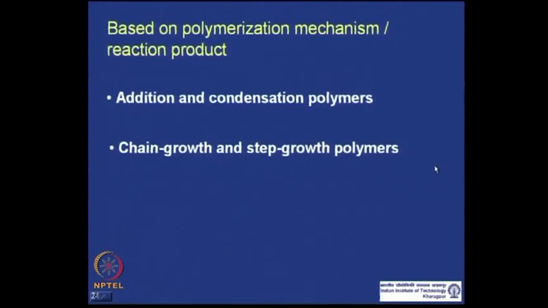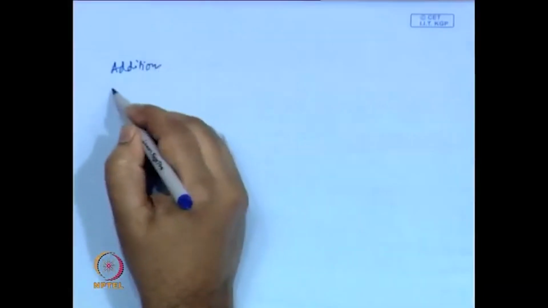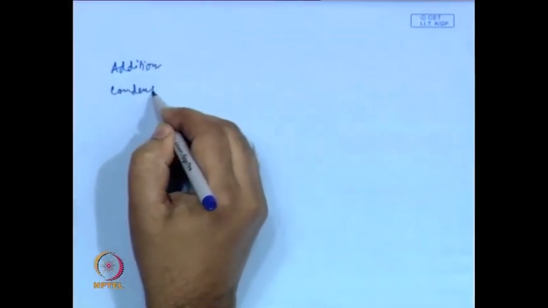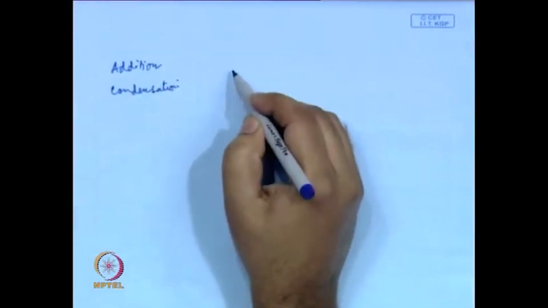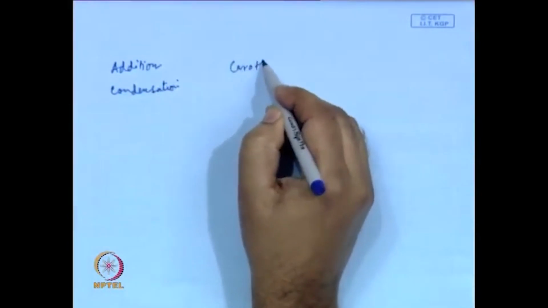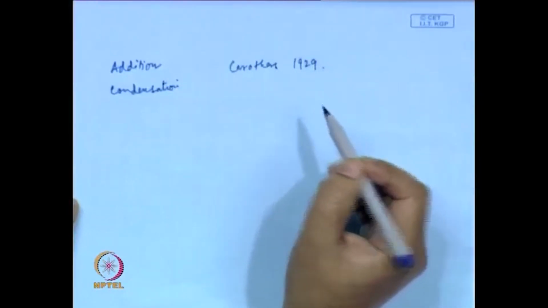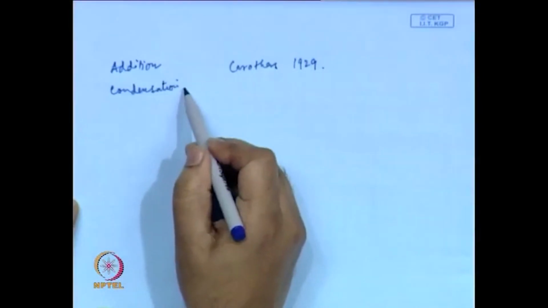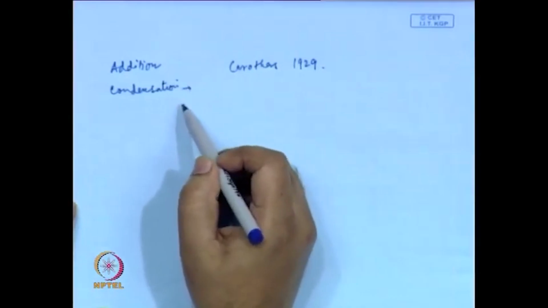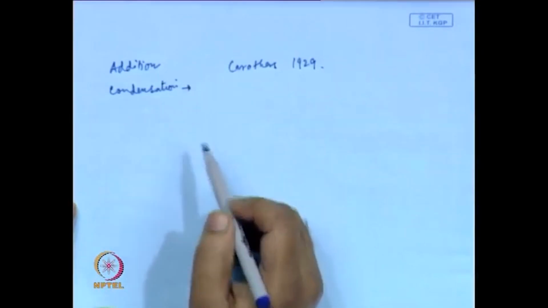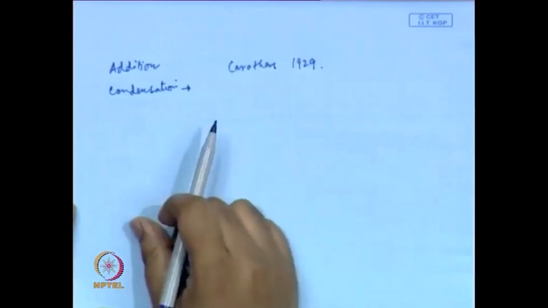This term, addition and condensation, this classification was originally proposed by Carothers in 1929, and as the name suggests, the condensation polymers are synthesized by condensation reactions of the monomers.